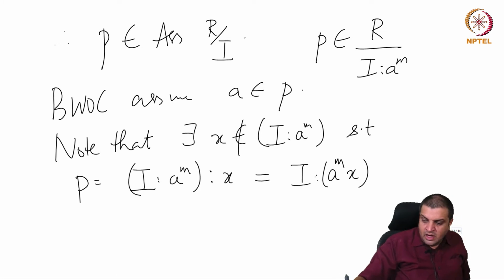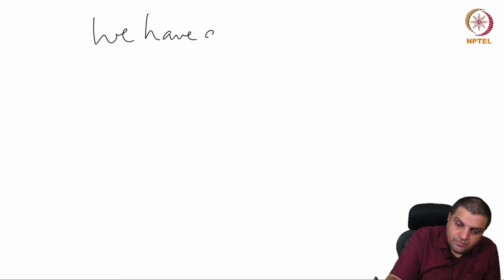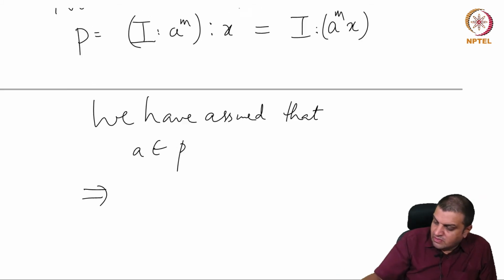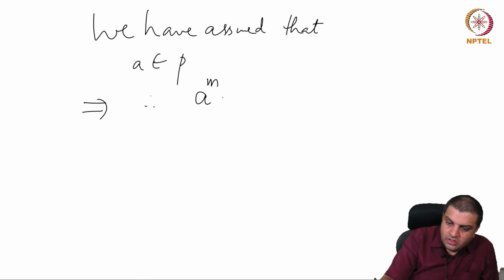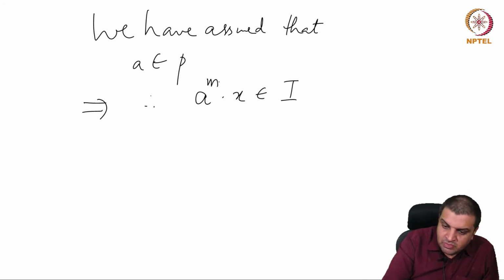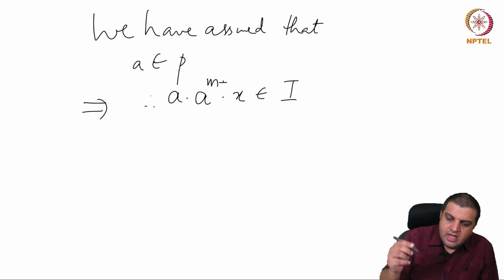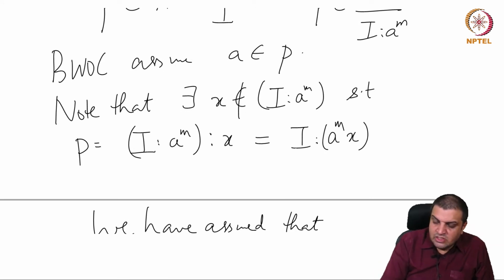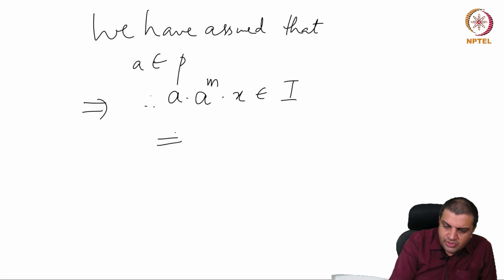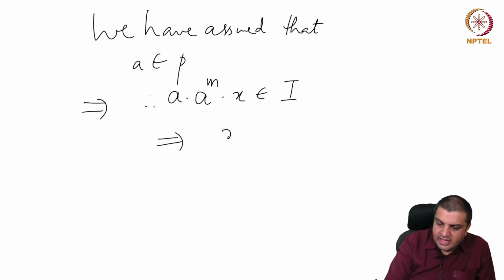So we have that P is I colon A to the m x, but we have assumed that A is inside P. This implies that A times A to the m x is inside I. Since A is inside P, P multiplies A to the m x into I. So A times this quantity is inside I. In other words, x is inside I colon A to the m plus 1.